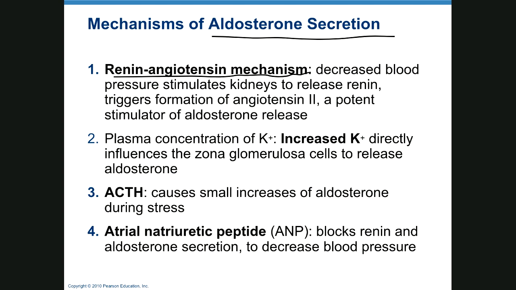Decreased blood pressure. You're starting off with low blood pressure. This stimulates the kidney to release renin, which triggers the formation of angiotensin 2. Basically, it causes angiotensin 1 to be converted to angiotensin 2, and it uses the angiotensin converting enzyme. And we'll talk about those more in blood pressure control.